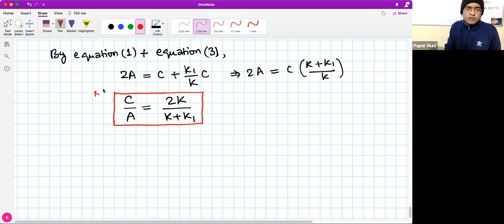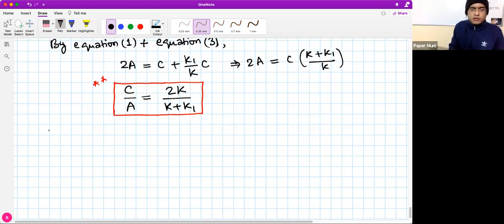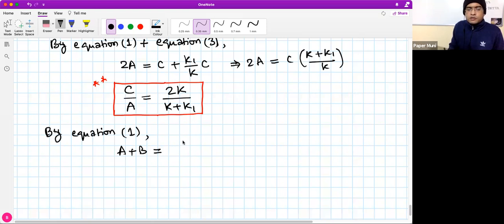So this is what we have for c. Now let's solve this equation for b, so by equation 1, okay, not this one, that's the other one. All right, we can just substitute this value in that case. Instead of c, what we'll get is this. We have 2, instead of c we'll place this thing, k plus k1, which is a.